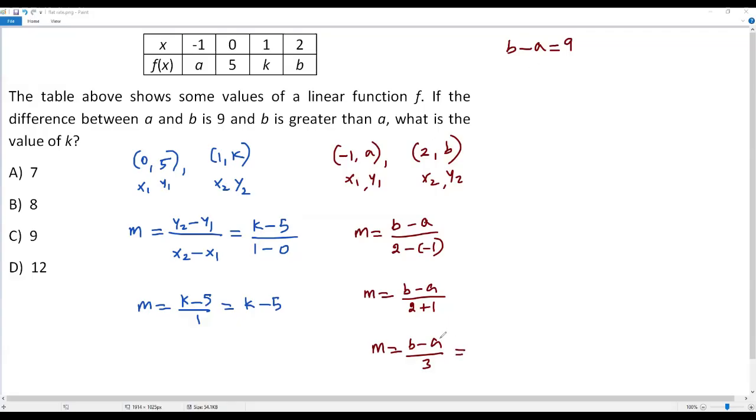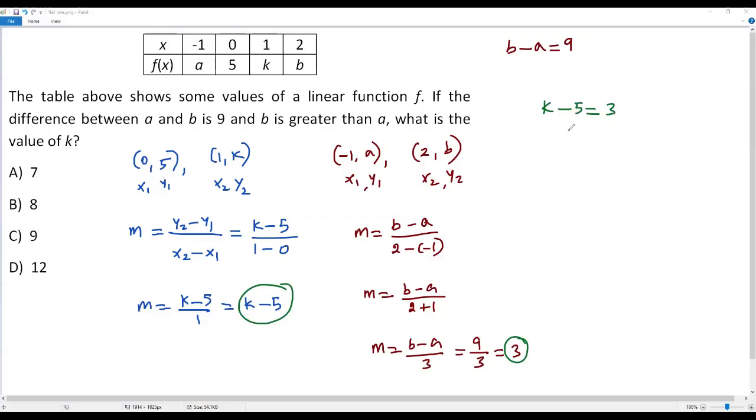Now I can plug in 9 for b minus a, and I get 9 over 3. When I simplify this, I get 3. Now I have the slope of the linear function f, that is k minus 5, and again the slope of the same linear function, that is 3. Both k minus 5 and 3 represent the slope of the same linear function f, so we can equate them: k minus 5 equals 3.